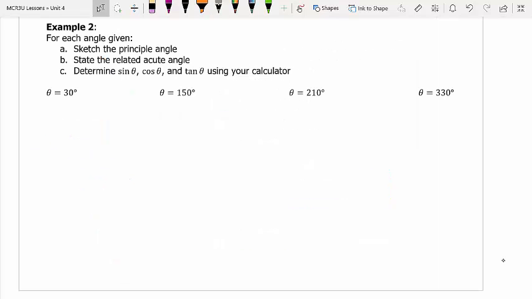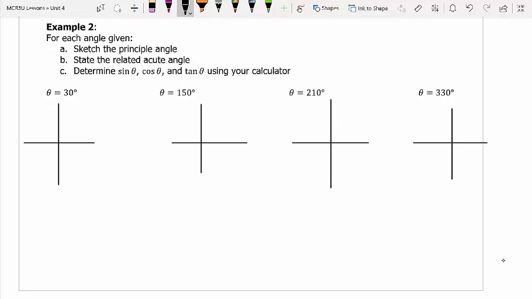Okay, example 2. For each angle, sketch out the principal angle, then sketch the related acute angle, and then determine sine, cos, and tan on your calculator. Okay, so the first one, theta equals 30 degrees. Let's go ahead and sketch that. Okay, so there's my principal angle.